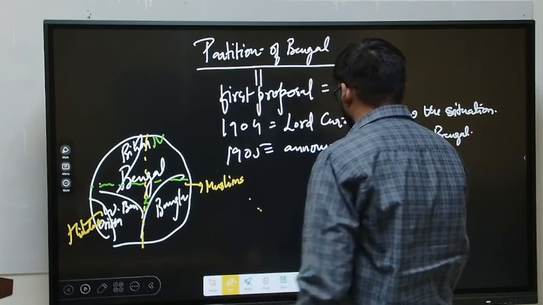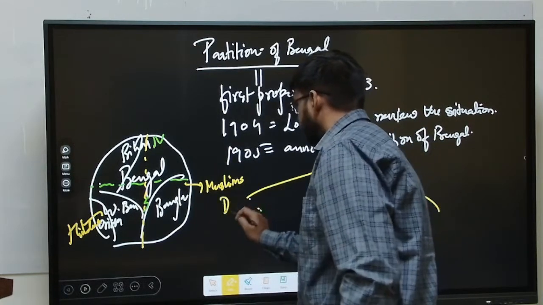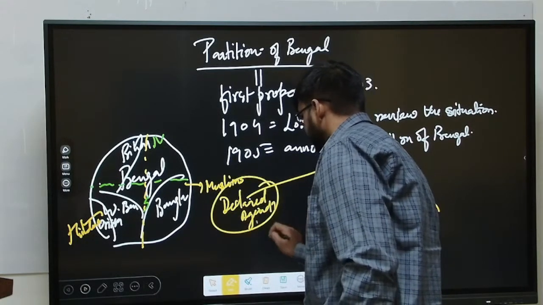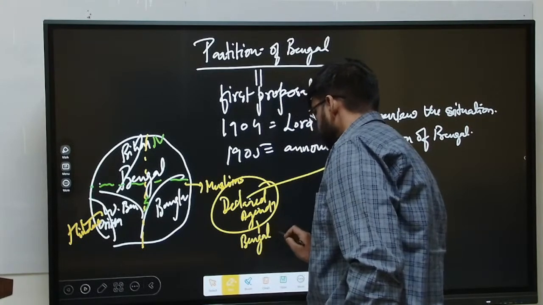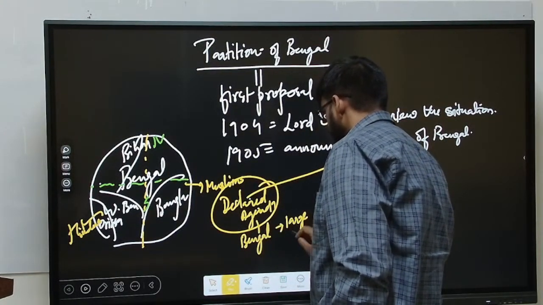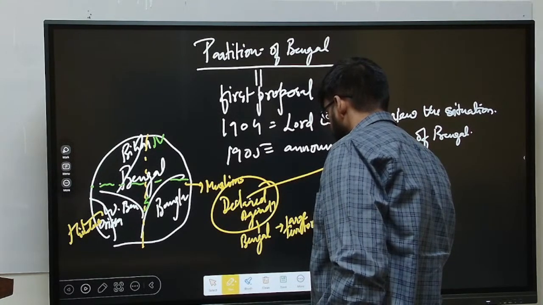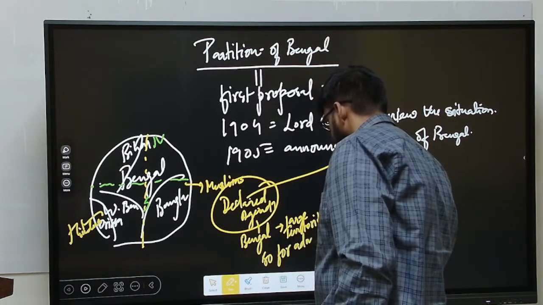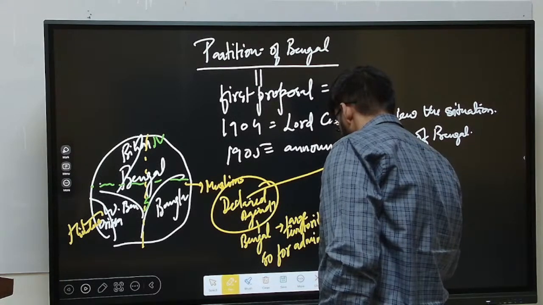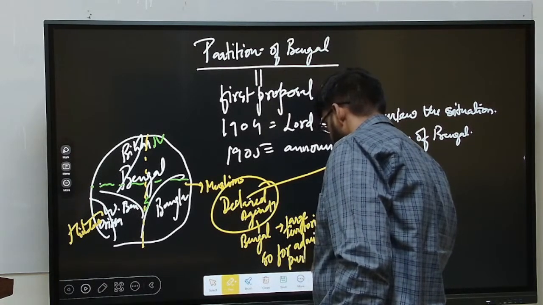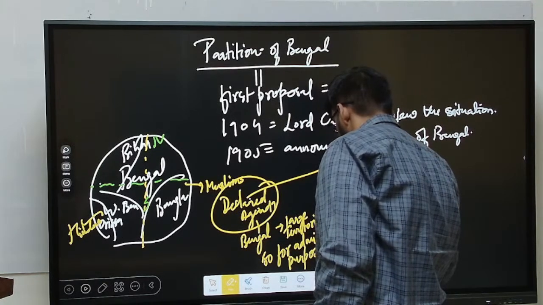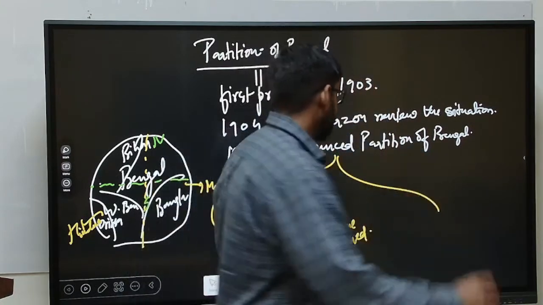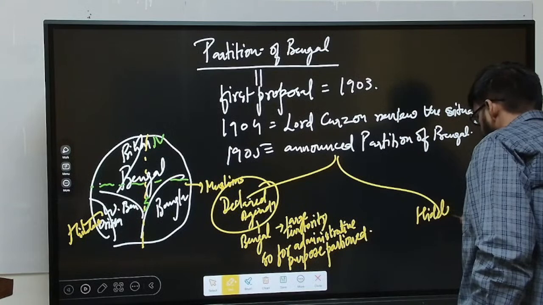So what is the declared and hidden agenda here? The declared agenda of Lord Curzon was that Bengal is a large territory, so for administrative convenience, it was partitioned. And on the other hand, the hidden agenda. What was his hidden agenda?